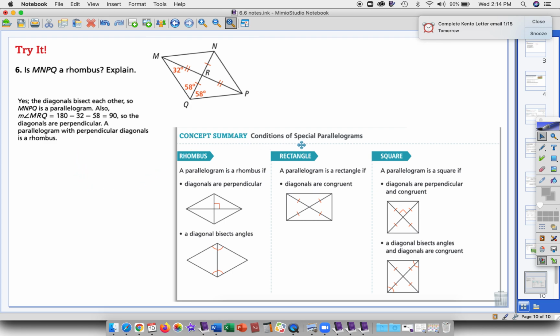Be sure to read through the concept summary. Go back if you didn't already and make any marks next to any examples that you'd like to talk about in class. That concludes this lesson for 6-6.